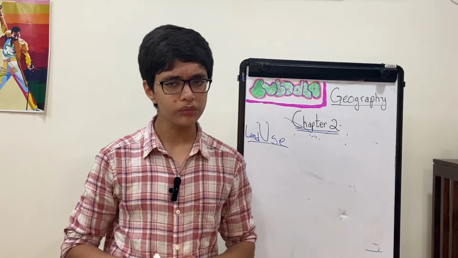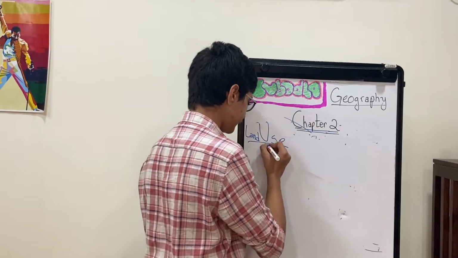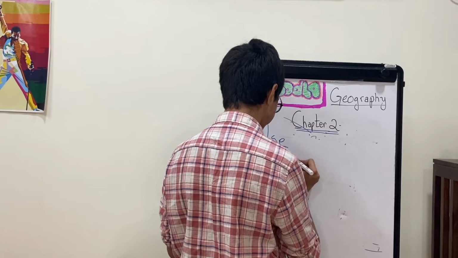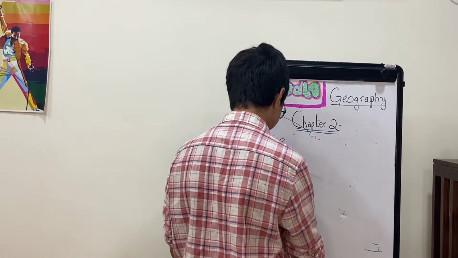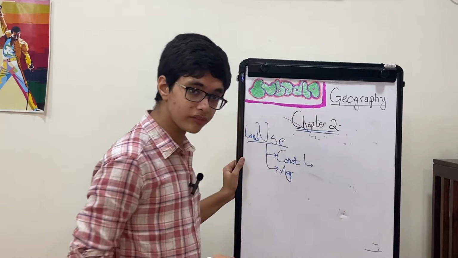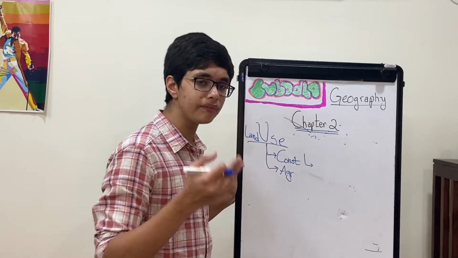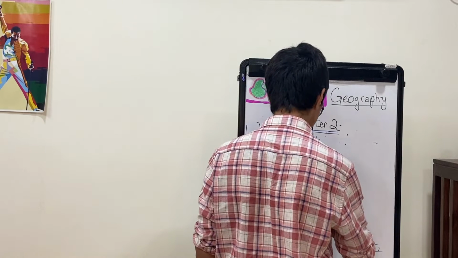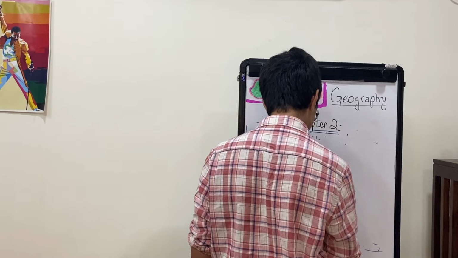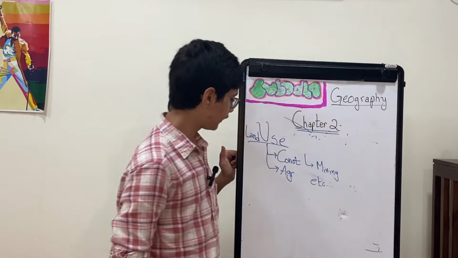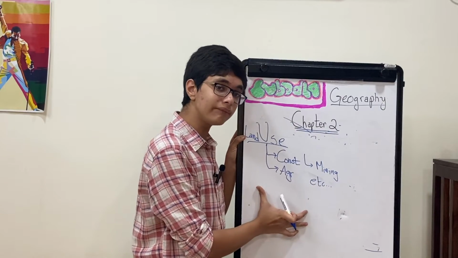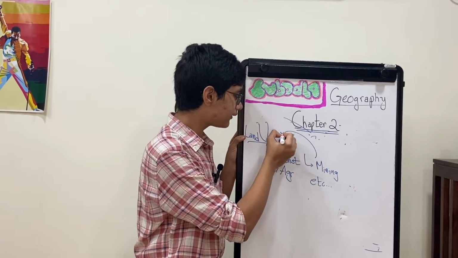I'll start from the basic. What do we use land for? Maybe you'll say construction. Some of you will probably also say agriculture. What else do we use land for? We use land for many other things. We use it for, let's say, mining, etc. We use it for a lot of things. So this collective use of land for different purposes is termed as land use.